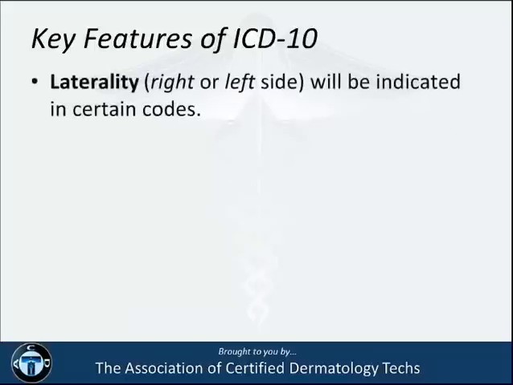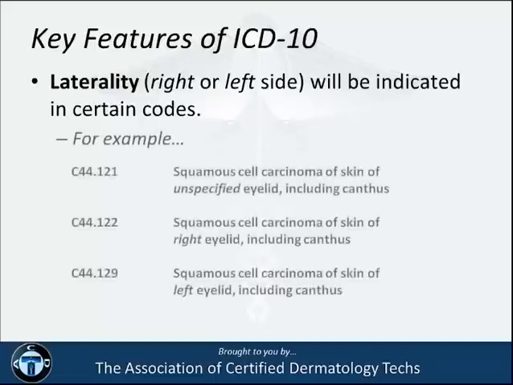And one of the reasons that the neoplasm codes are so long is because laterality, that is, whether the lesion or condition affects the right or left side, will be indicated in certain ICD-10 codes. Let's look again at the codes for an SCC on the eyelid.